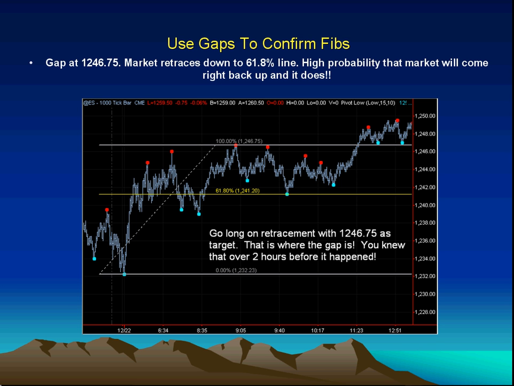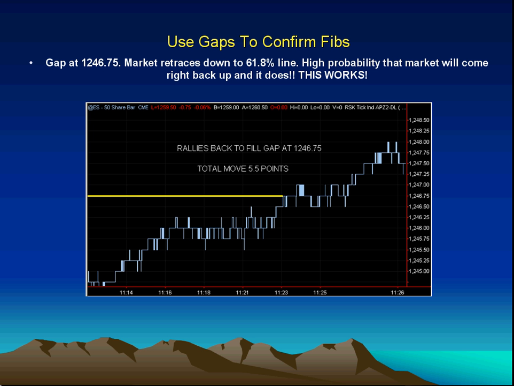Well, where's it going? Two hours before it occurs, you know that the probability is very high that that 1246.75 gap is going to be filled. And sure enough, it does. So between the high and the entry price, you stood to make 5.5 points, or at least a portion thereof. Gaps can confirm Fibonacci.